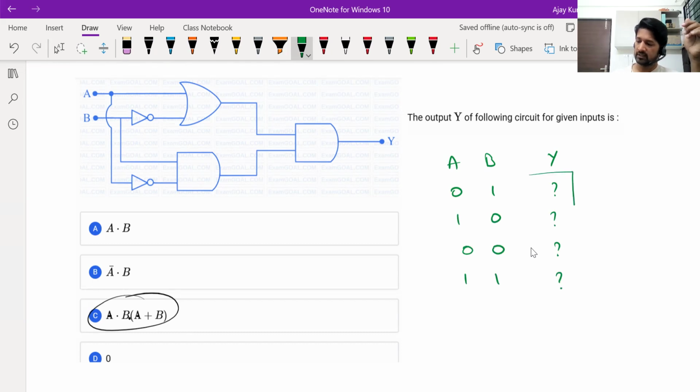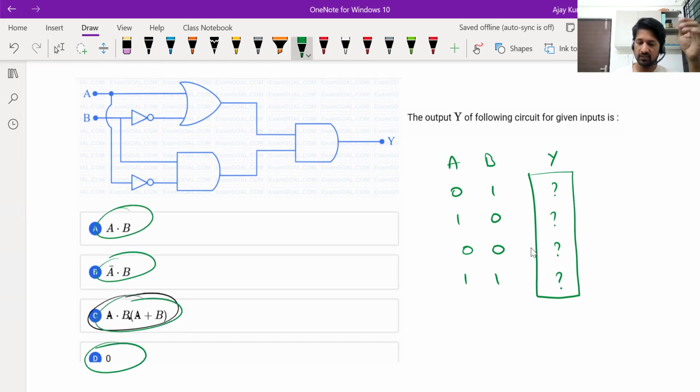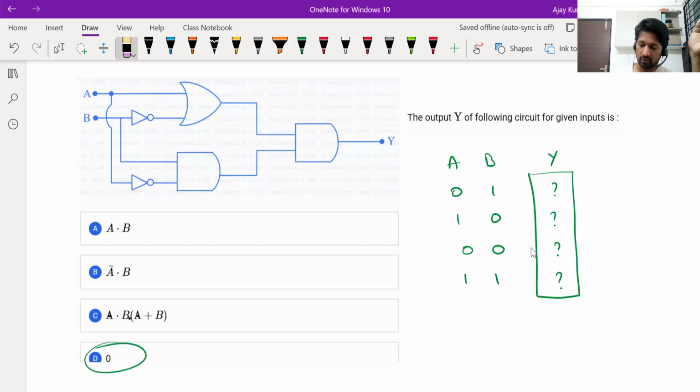Now, this output that you get, it has to match with one of these. So, what you will have to do is write the outputs of all the options. Generally, see, A dot B means it's an AND gate. For AND gate, you know the output combinations, no? Write that. Try to match.